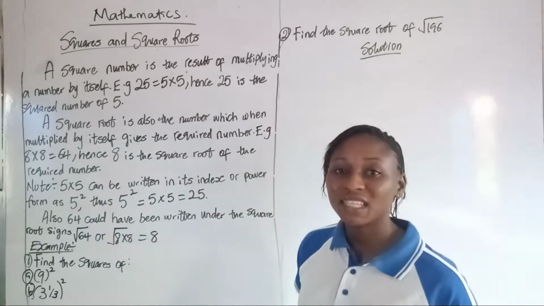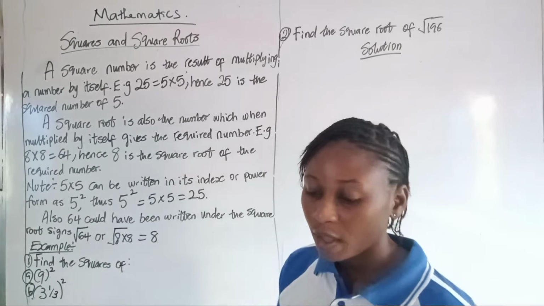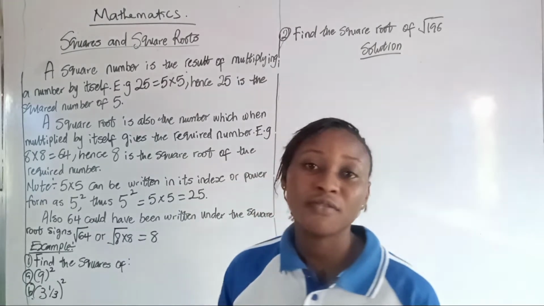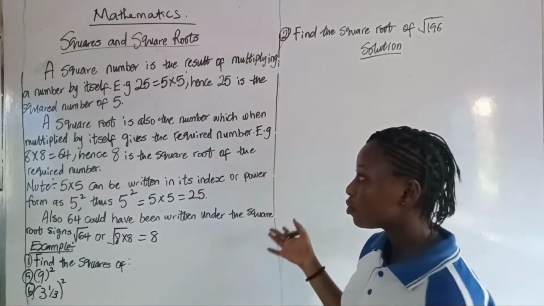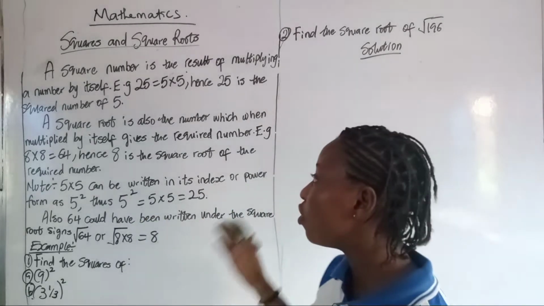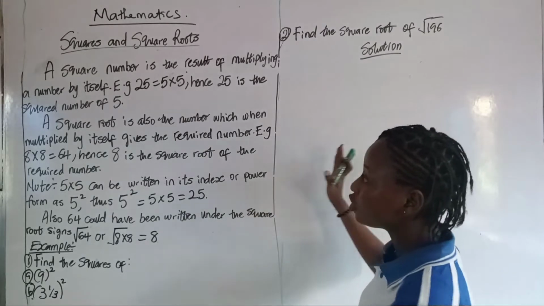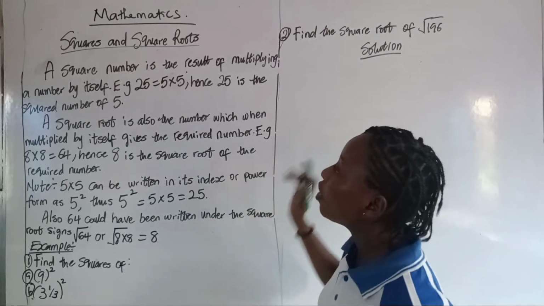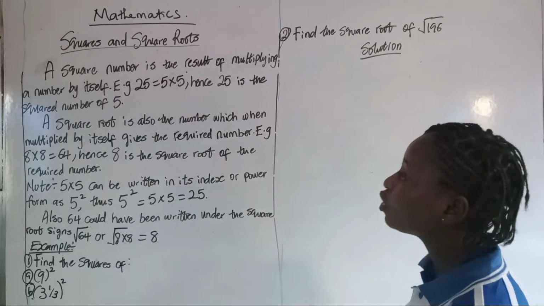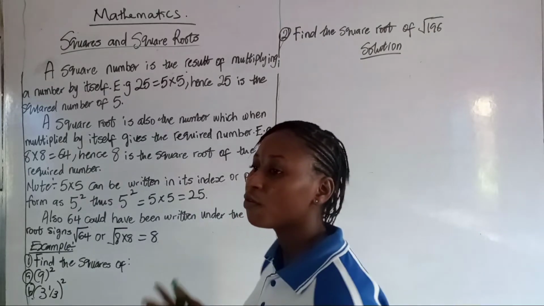And today under mathematics we'll be treating the topic square and square root. Most of you are familiar with it, and some of you are still having difficulties. Then today we're going to do a breakdown, a summary of what square root and square of a number is. Now a square number is a result of multiplying a number by itself.